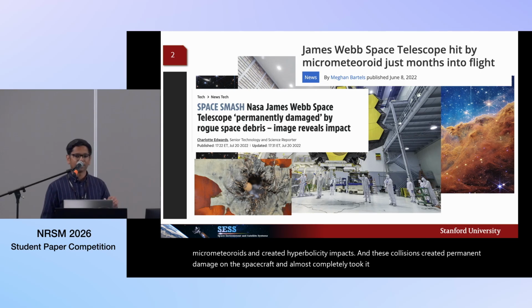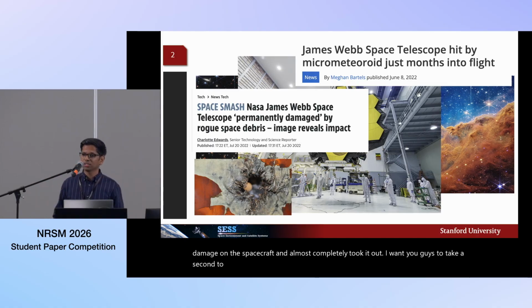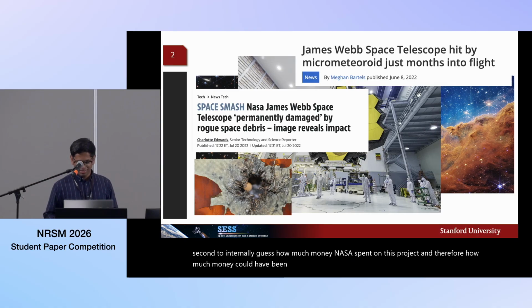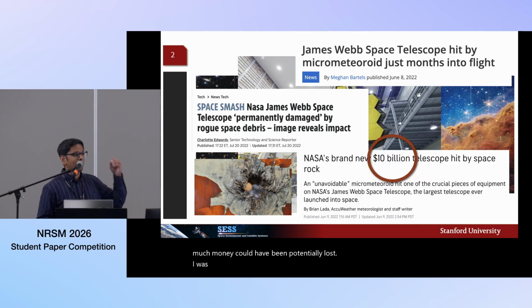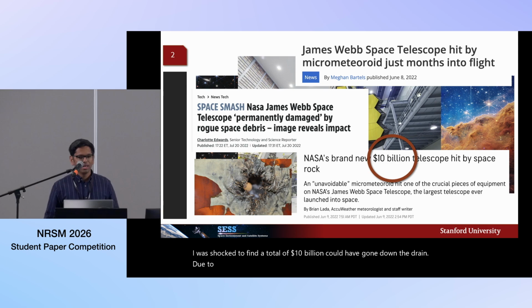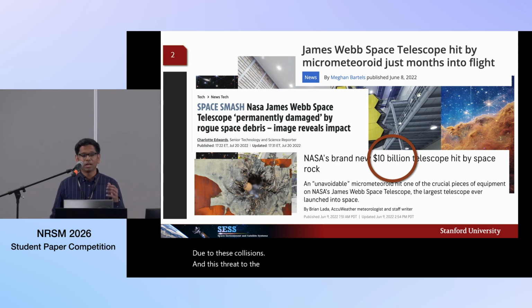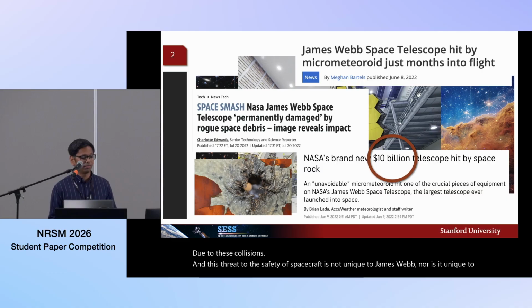I want you guys to take a second to internally guess how much money NASA spent on this project and therefore how much money could have been potentially lost. I was shocked to find a total of $10 billion could have gone down the drain due to these collisions. And this threat to the safety of spacecraft is not unique to James Webb, nor is it unique to micrometeoroids. Man-made space debris can have the same effect.